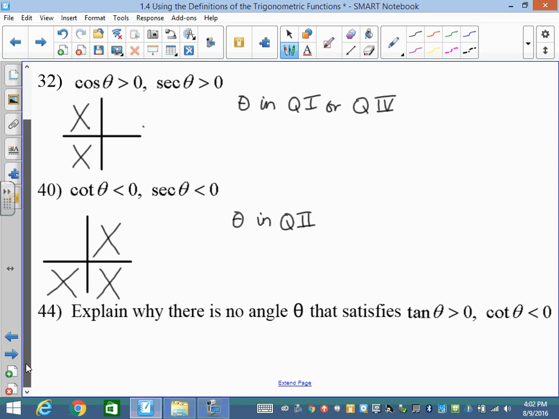Okay, last question on this page. Explain why there is no angle theta that satisfies tangent is greater than 0 at the same time cotangent is less than 0. Now, I would like you to pause this one and think about it for a second. See if you can come up with an answer, even if you don't write it down, and then go there.